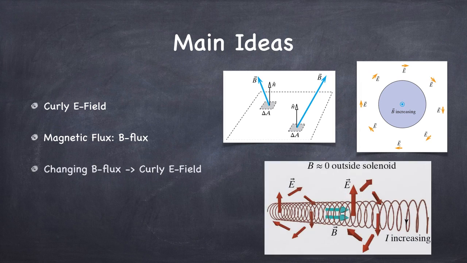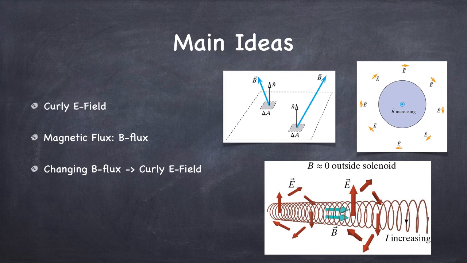In the end, you get a picture of a curly electric field wrapping around an increasing magnetic flux in a very similar way that the magnetic field wraps around a current. Now notice there's a notation on this figure that says the current is increasing. That implies that the magnetic field is changing, and that is what produces the changing magnetic flux that generates the curly electric field. It turns out the curly electric field is proportional to the rate of change of the flux, not to the flux itself.